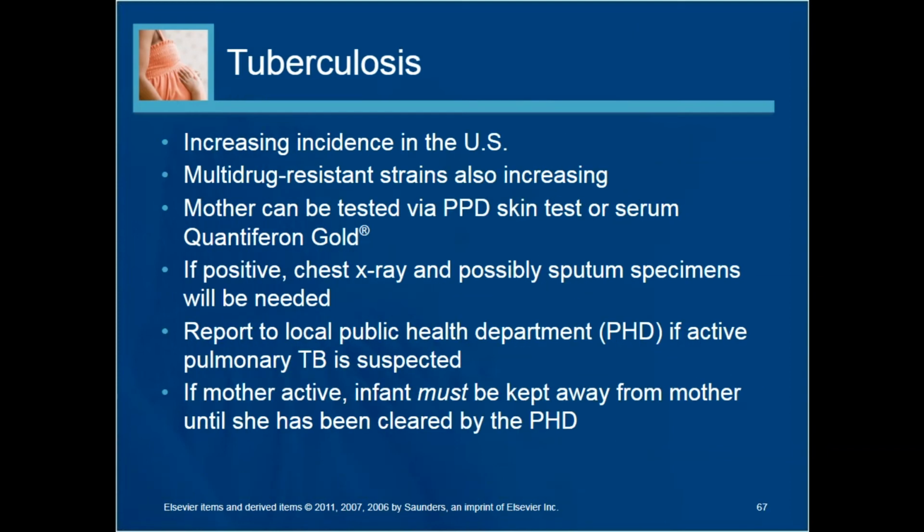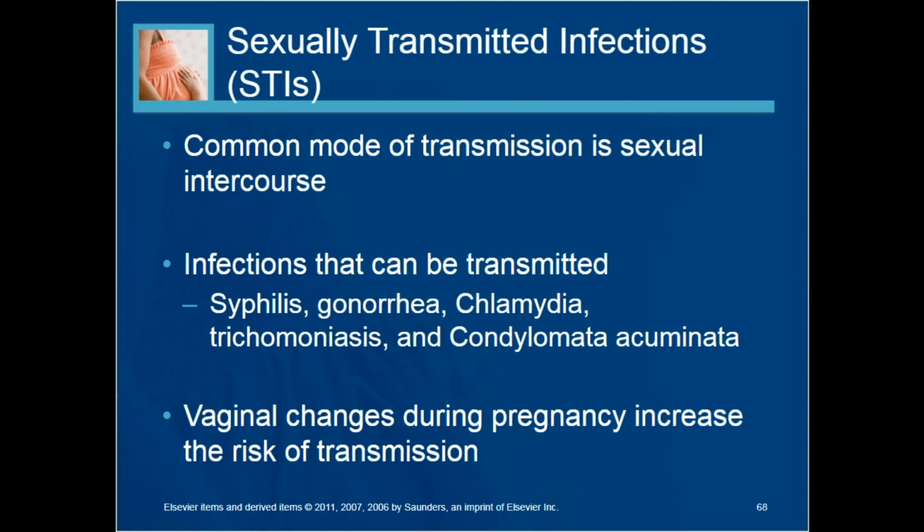Tuberculosis is another infection that we're going to talk about. It has an increasing incidence in the United States. Multi-drug resistant strains are increasing as well. The mother can be tested via skin test. If positive, they require a chest x-ray and possible sputum specimens. They report to the local health department if they have active tuberculosis. And if the mother is active, the infant must be kept away from the mother until she's cleared by the public health department.